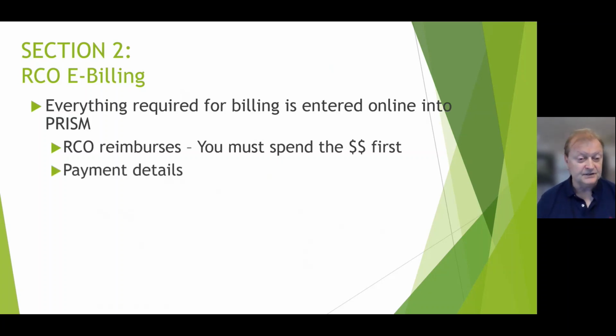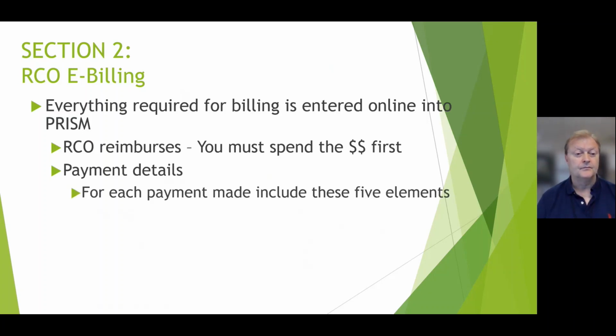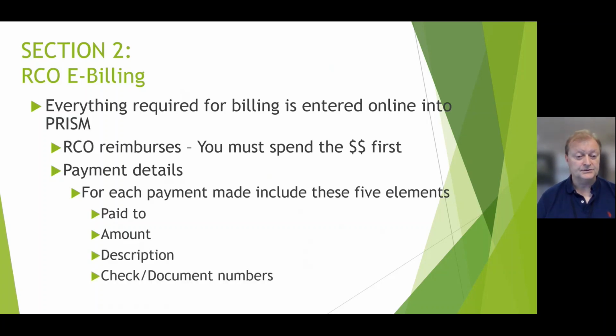You'll need these 5 details in your billing: paid to, amount, description, check document numbers, transaction date. And for most purposes, transaction date is going to be a single date representing the day that you spent the money. Check document numbers should never be invoice numbers, and descriptions should be telling us what services you acquired from the vendor or the person.